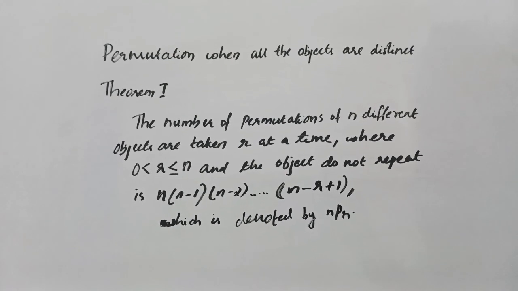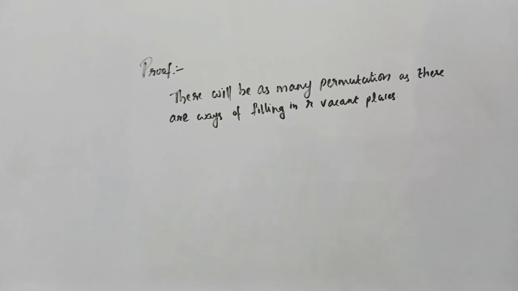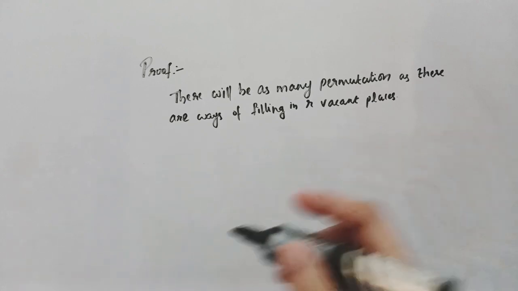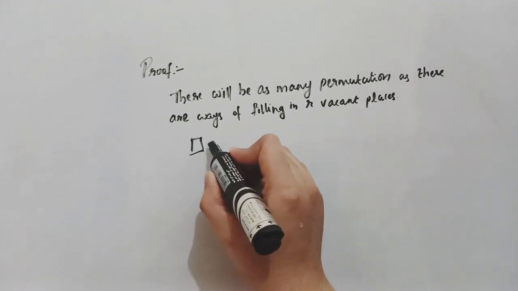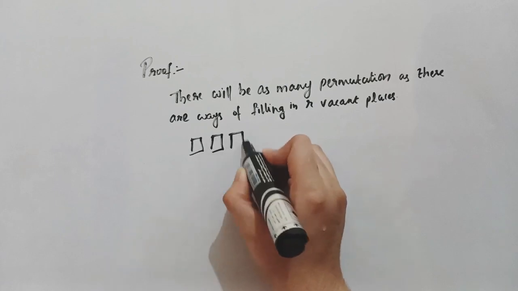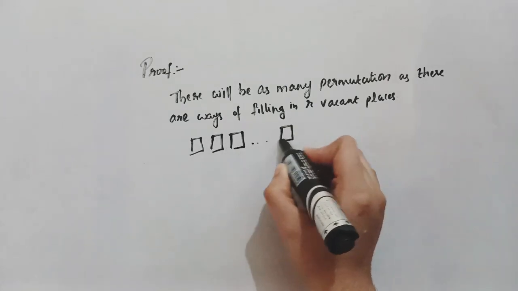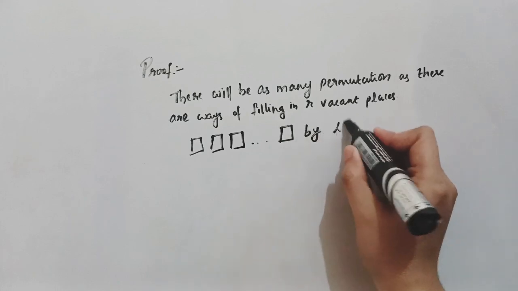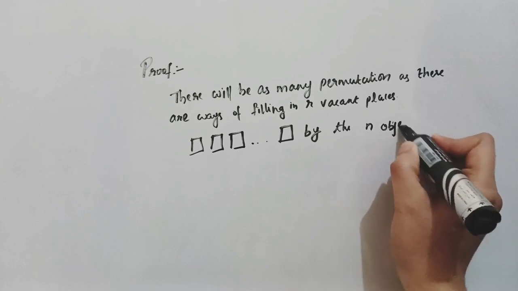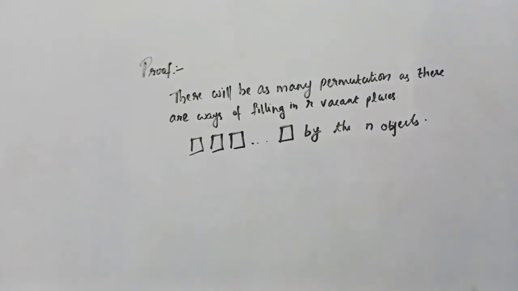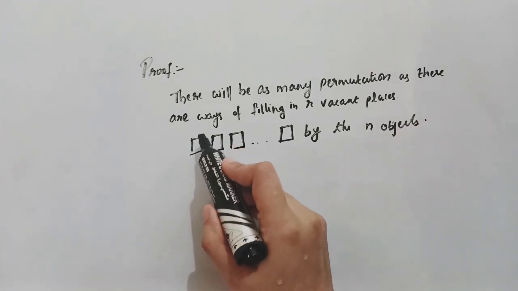Next, we can prove the theorem. Like other chapters, this proof is not a problem-solving way. This proof consists of some theoretical part. We have to write some sentences to prove this theorem. Okay, let's start. There will be as many permutations as there are ways of filling r vacant places by the n objects. The first place can be filled in n ways.